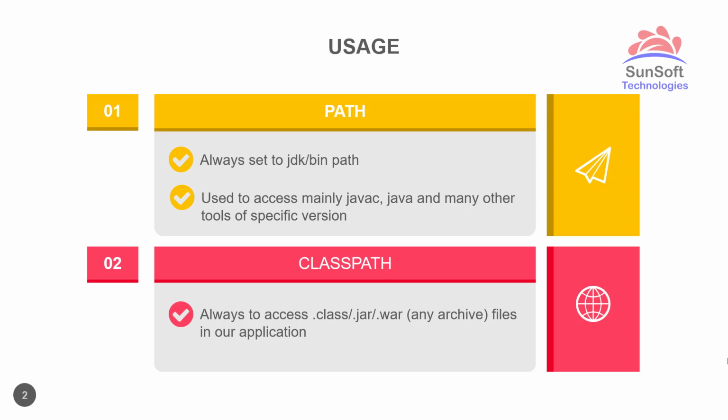Then the classpath. You need to set the classpath when you want to access the .class files. For example, you might be compiling from one location, but your .class files or .jar files or .war files might be present in some other location, and you want to execute from some other place. In that case, you can set the classpath to the path where your executable files or bytecode, which is .class or .jar or .war files, are available, and then you can execute it from any other location.